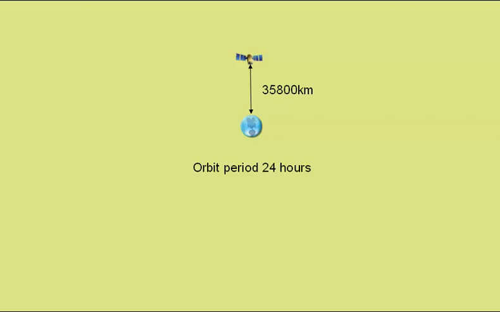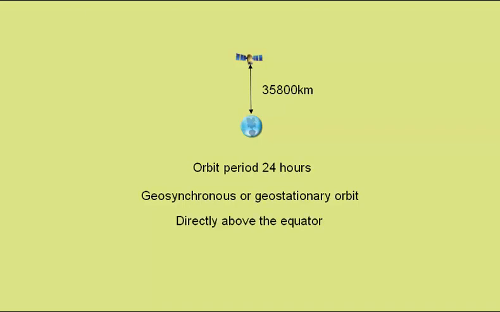We need it to have an orbit period of 24 hours, and this is called a geosynchronous or geostationary orbit. Geo relating to the Earth, so the satellite is either stationary relative to the Earth or synchronized with the Earth's orbit. It has to be directly above the equator, so all geostationary satellites, about 300 of them, are above the Earth's equator at a height of 35,800 kilometers.